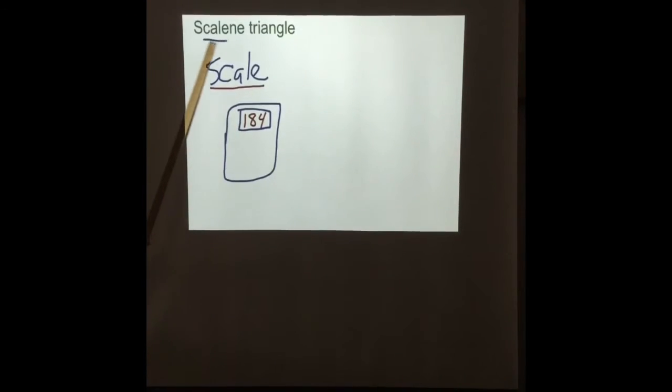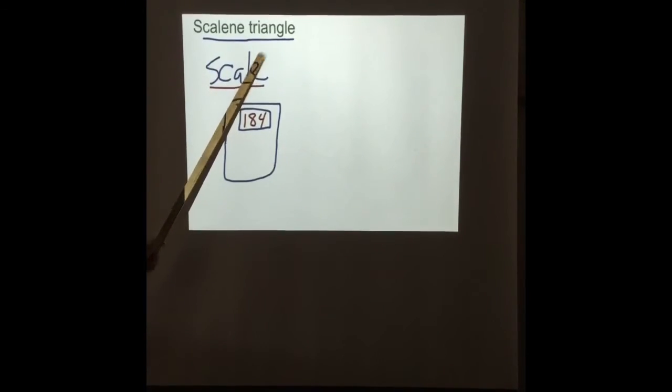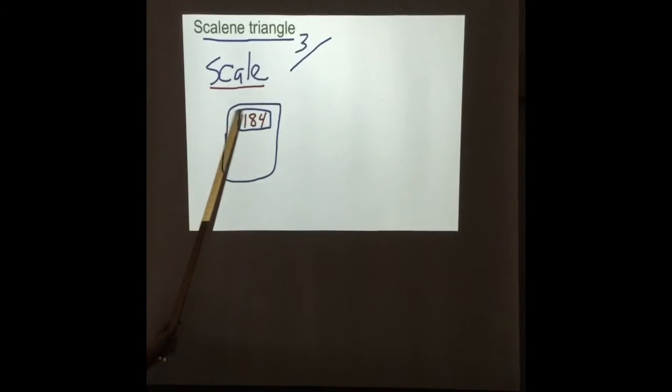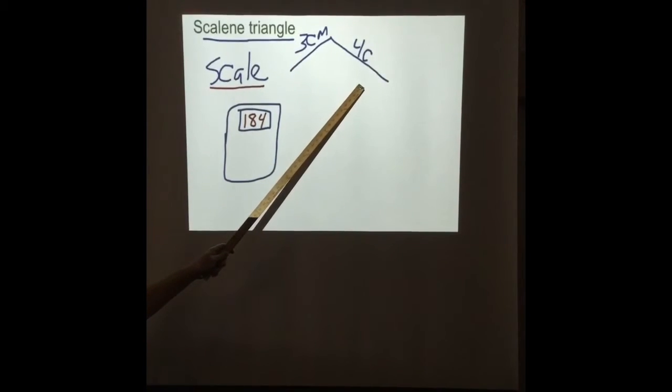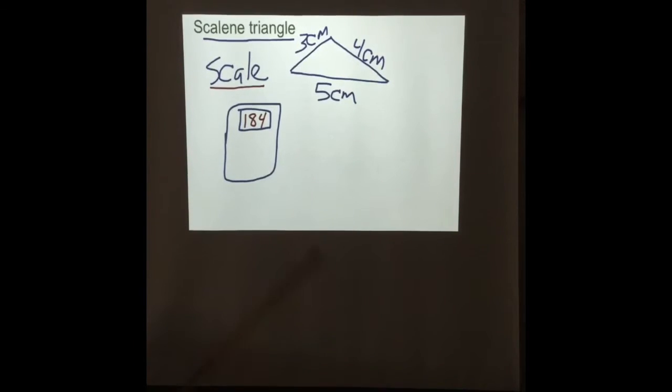So think of scalene triangles as a triangle with different sides. This is a scalene triangle. Why? Because one side is 3 centimeters, the other side is 4 centimeters, and the other side is 5. Remember, every time I step on the scale, I get a different number. When you look at a scalene triangle, you have 3 different numbers, 3 different sides. So scalene triangle means a triangle with 3 different sized sides.